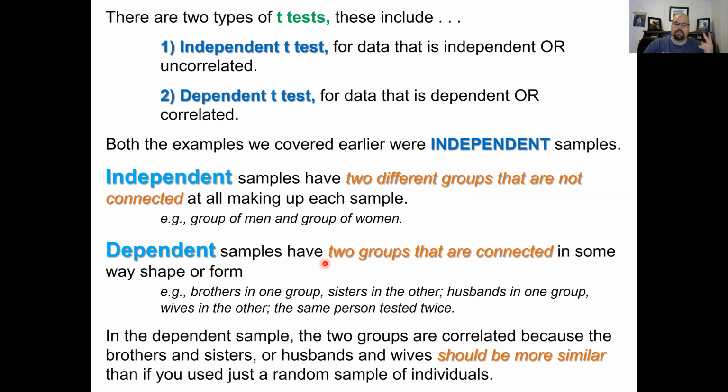Dependent samples have two groups that are connected in some way: brothers in one group, sisters in another, a pre and a post, husbands and wives. There's a connection that makes the people related, not necessarily familial, but related somehow between the two groups. You can even do matching. You can say, I'm going to match people on their education levels and their ethnicity and their intelligence. In the dependent sample, the two groups are correlated because brothers and sisters, or husbands and wives, or yourself over time, pre and post, should be more similar than if you used a random sample of individuals.